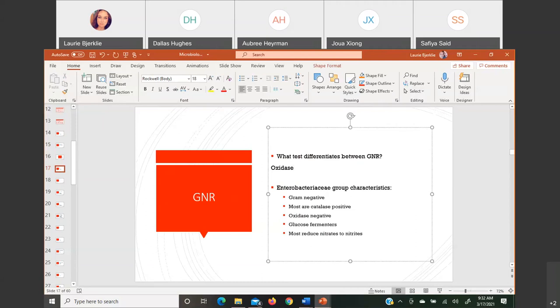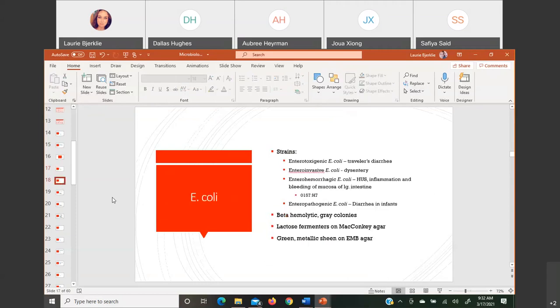They're all gram-negative rods. Most of them are catalase positive. They're all glucose fermenters, and again, that's glucose, not lactose, which is totally different. And most of them reduce nitrates to nitrites. So they all share these five characteristics to be considered an Enterobacteriaceae. The biggest, most popular one out of this group, of course, is going to be E. coli, and we see E. coli every day in the lab.